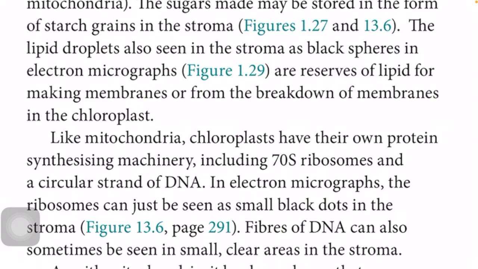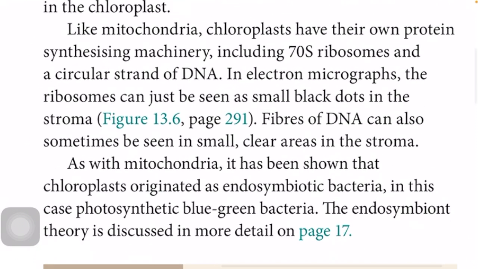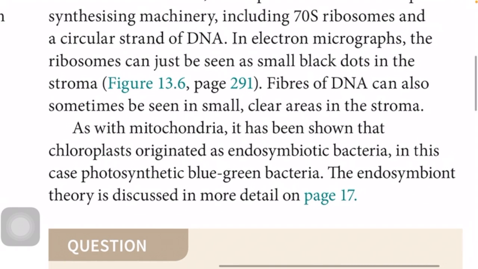The lipid droplets also seen in the stroma as black spheres in electron micrographs are reserves of lipid for making membranes or from the breakdown of membranes in the chloroplast. Okay, like mitochondria, chloroplasts have their own protein synthesizing machinery, including 70 Svedberg ribosomes. You know, S is Svedberg, which is the unit used for the measuring of the ribosomes. Oh, you do not need this in this book. And a circular strand of DNA. Okay, in electron micrographs, the ribosomes can be seen as small black dots in the stroma. Fibers of DNA can also sometimes be seen in small clear areas in the stroma.